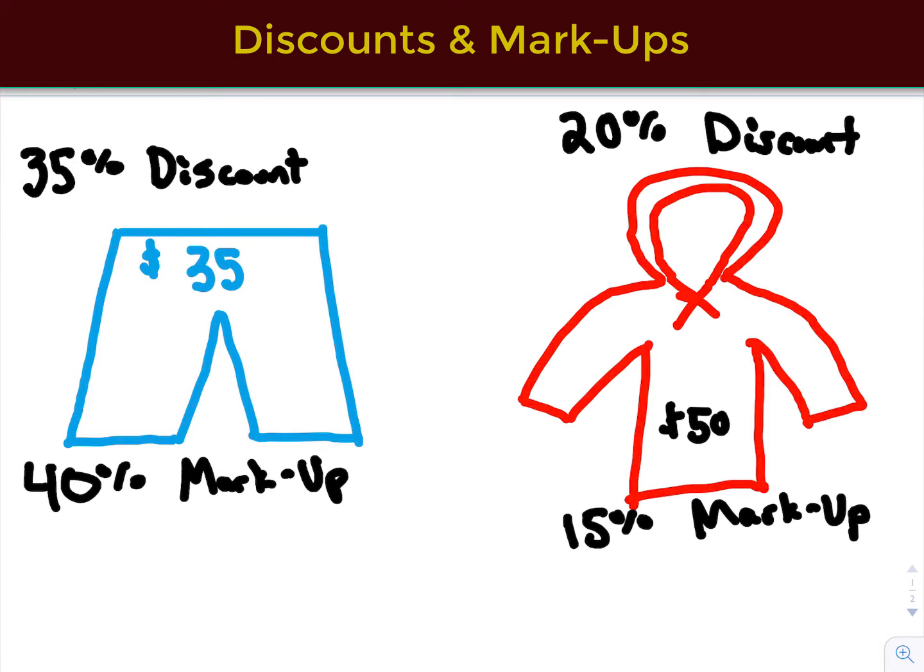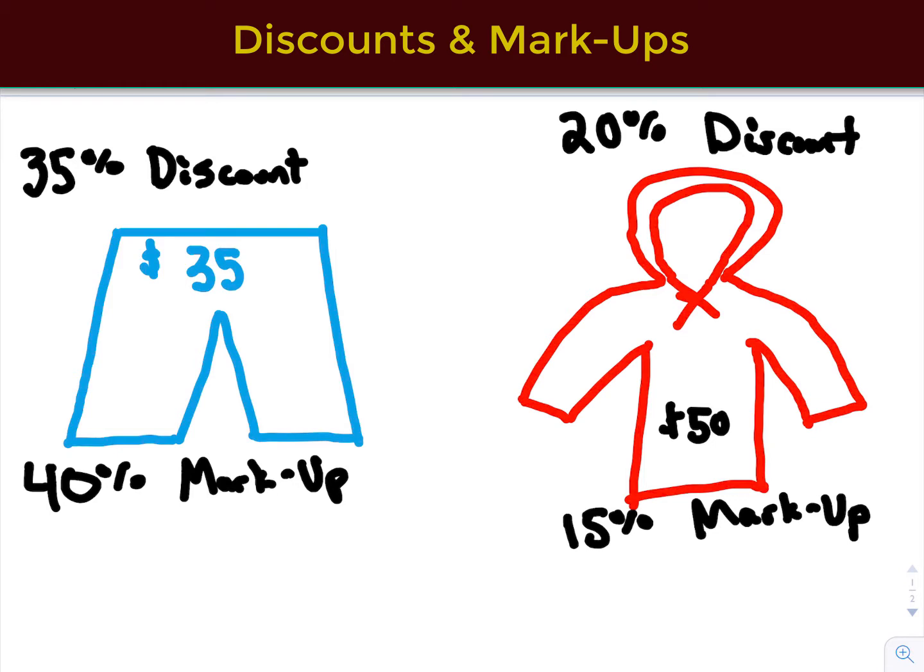And here we have two attempts at drawings, one on the left of a pair of jeans and one on the right of a sweatshirt, a hoodie. And you can see right on each clothing item the original price. You have the jeans originally priced at $35 and the hoodie priced at $50.